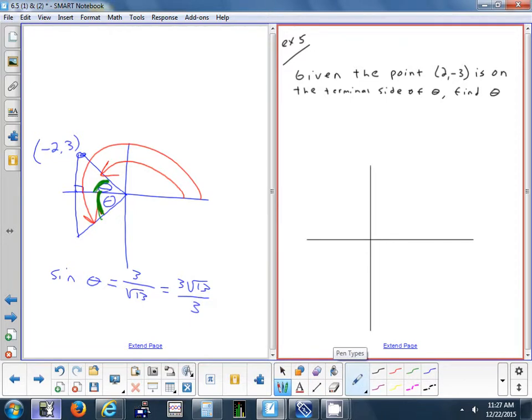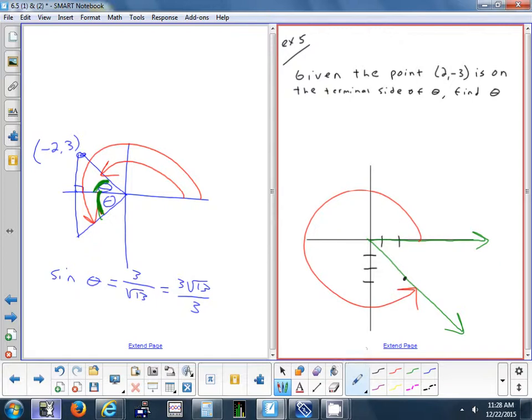Okay, which quadrant am I going to be in? 4. Okay, I think I'm going right 2, down 3. So if you were going to sketch this as an angle, that's the initial side, that's the terminal side. We're trying to find that angle.